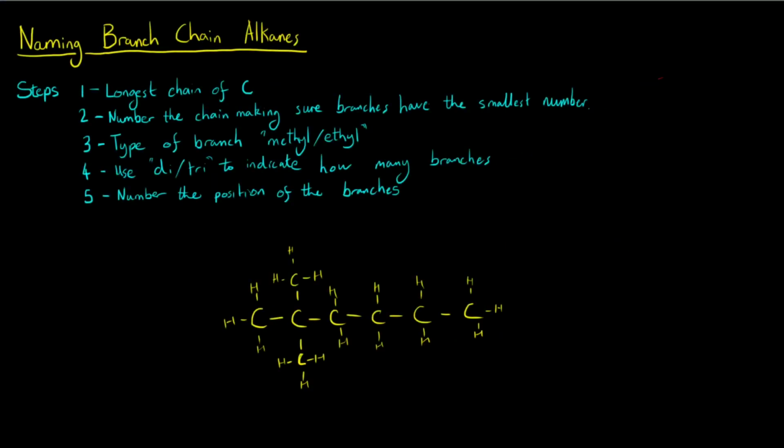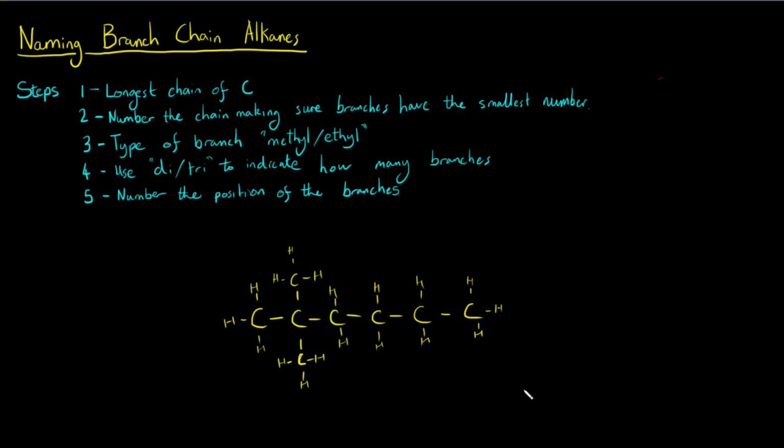Okay, let's have a little look at a third example here and go through our steps in order to name this branch chained alkane. First step is to find the longest chain of carbons. A couple of options as always. 1, 2, 3, that's not going to do it. 1, 2, 3, that won't do it either. 1, 2, 3, 4, 5, 6. That's looking a little bit better. And we could go 1, 2, 3, 4, 5, 6 as well. Let's just choose the center chain for ease sake. So we've got 6 carbons in our center chain.